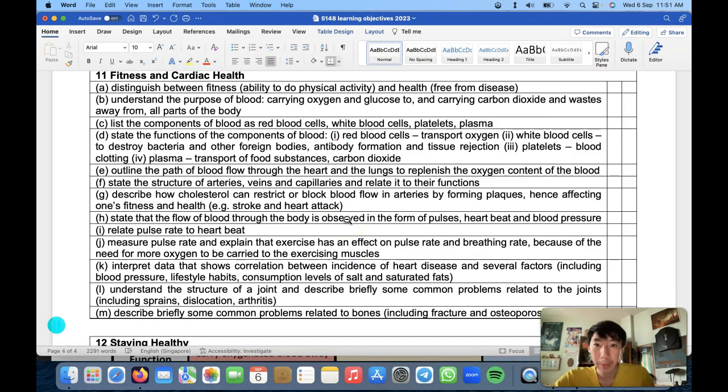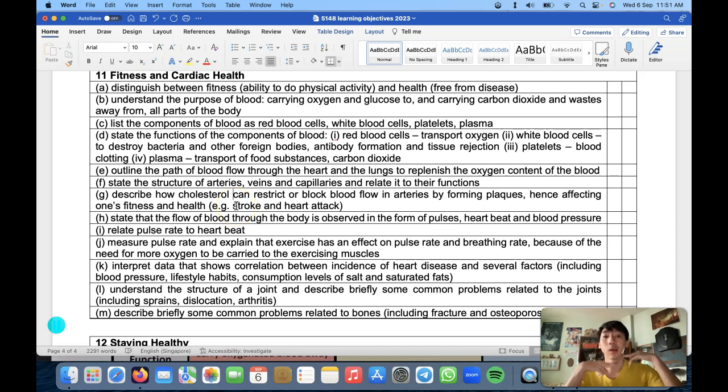So there are other things. Now we talk about cholesterol, and how cholesterol can cause stroke and heart attack. Cholesterol is not exactly the same as fats. It's a slightly different version of it. It's mainly found in fatty food, things like fried chicken, fried this and that. So cholesterol will actually restrict the blood flow in the arteries by forming plaques, and then it affects your fitness and your health. You can get stroke.